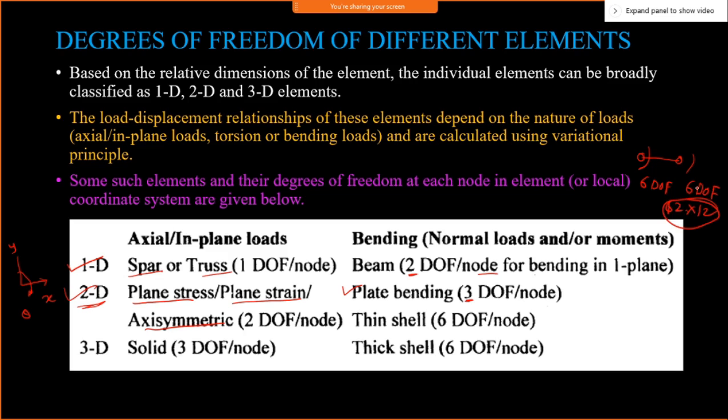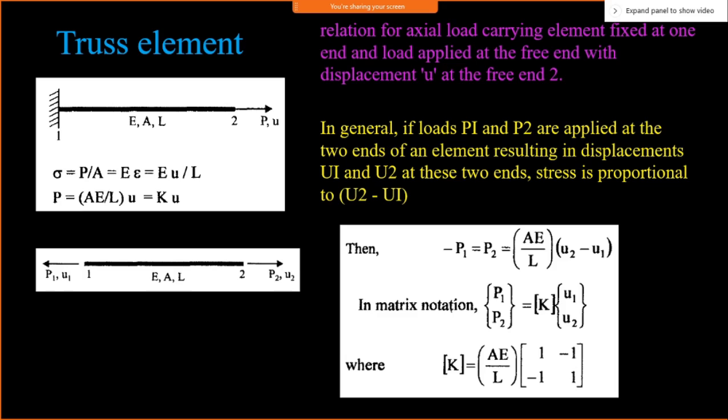So obviously this can be handled quite easily by a computer only. A human cannot handle this large number of equations. And then the last one is 3D, which is solid. That is 3 degrees of freedom, and thick shell and thin shell come under 6 degrees of freedom.